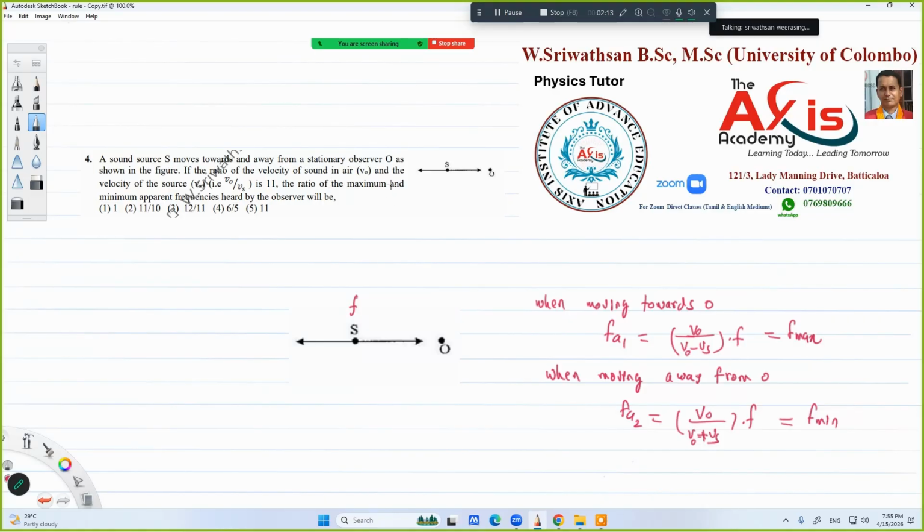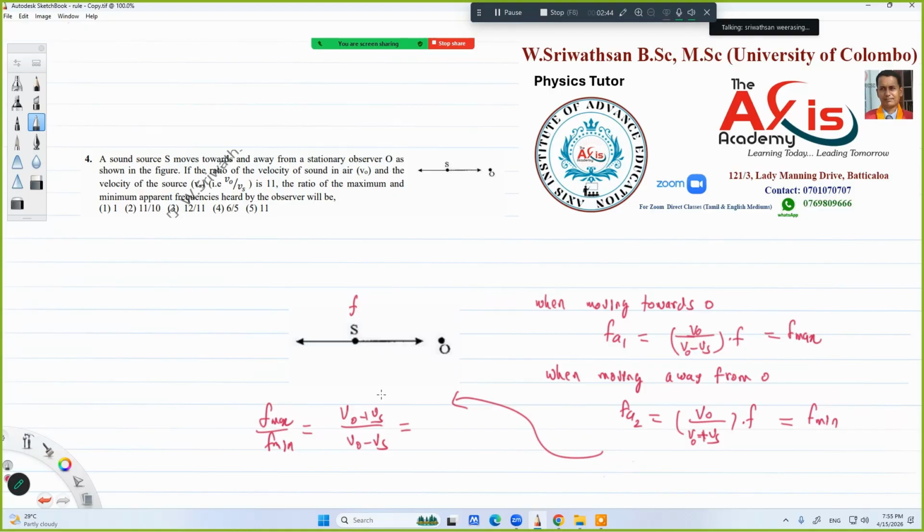The question is the ratio of the maximum and minimum apparent frequencies, that means f max over f min. If you divide, then that will be v naught plus vs over v naught minus vs. Vs is not given, but the ratio of v naught over vs is given. The value is 11.